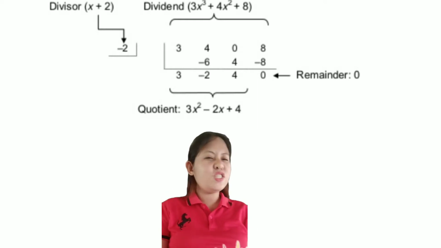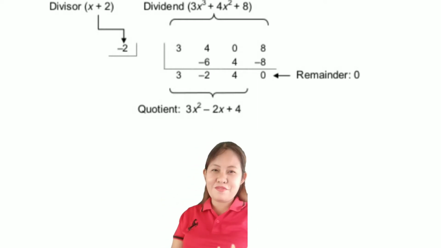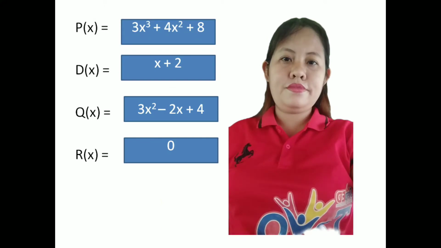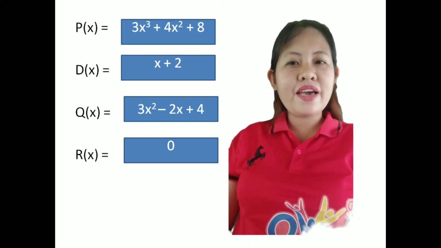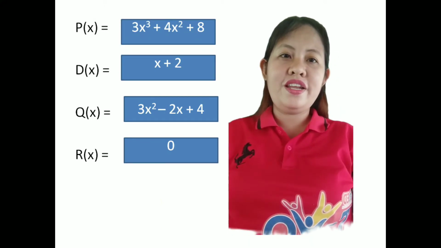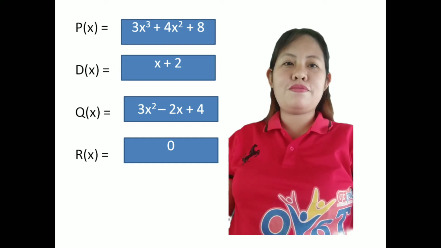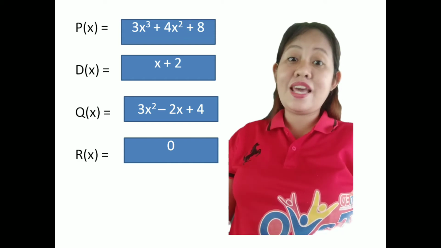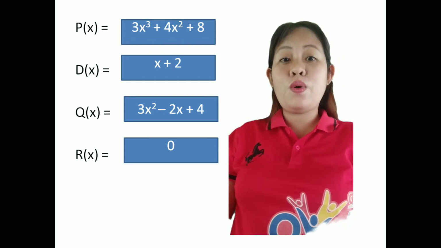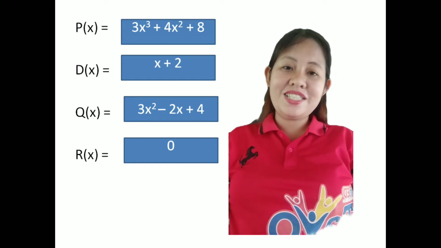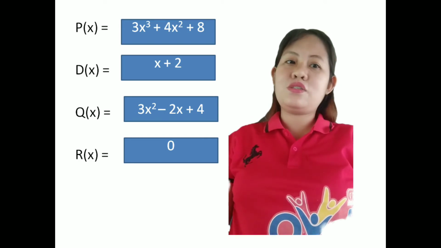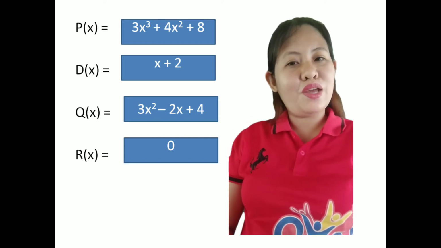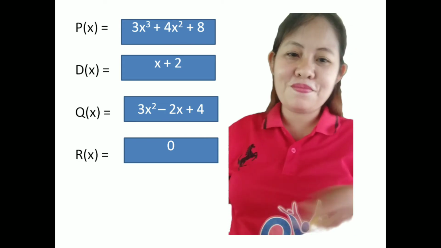Here is the concise form of steps 1 to 5. Your p of x or your dividend is 3x cubed plus 4x squared plus 8, and your divisor is x plus 2. The quotient or the answer is 3x squared minus 2x plus 4, and your remainder is 0.